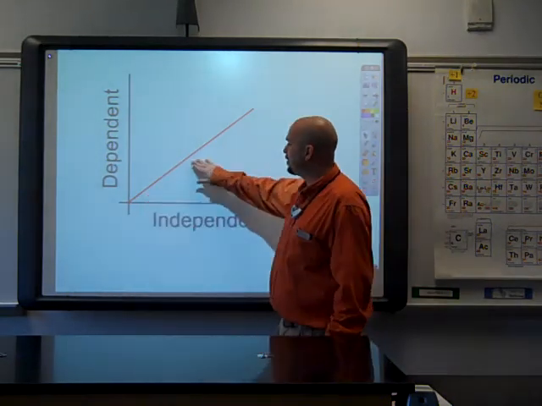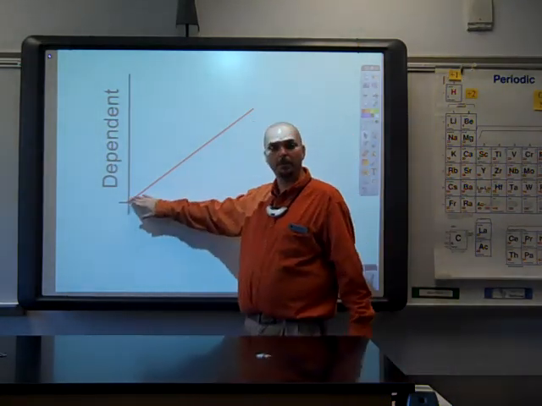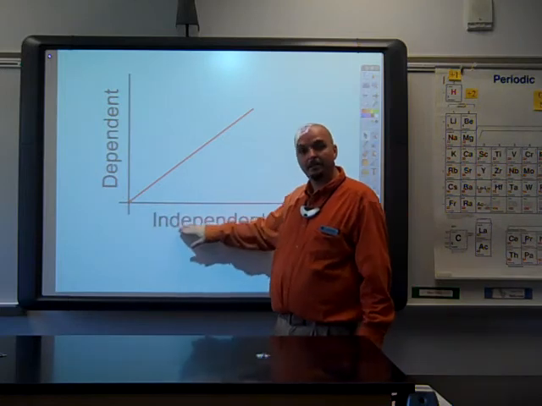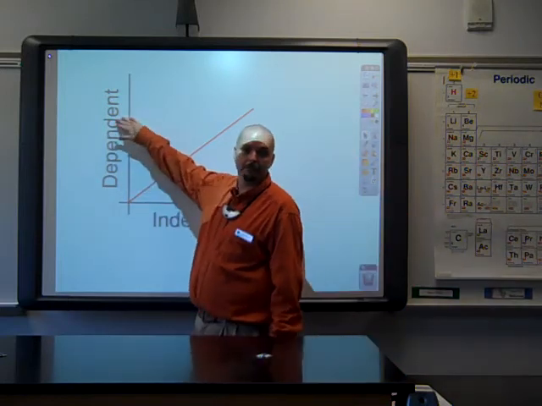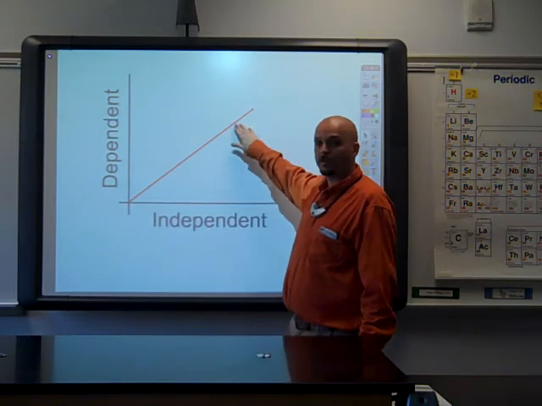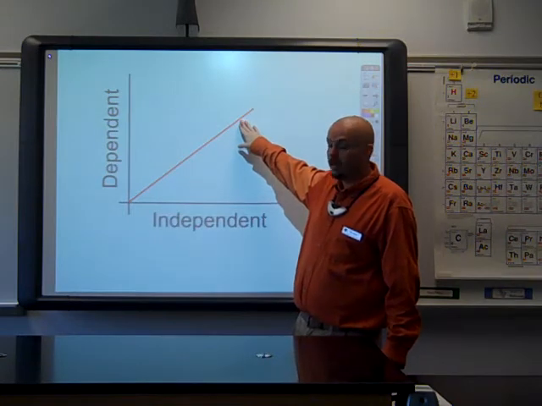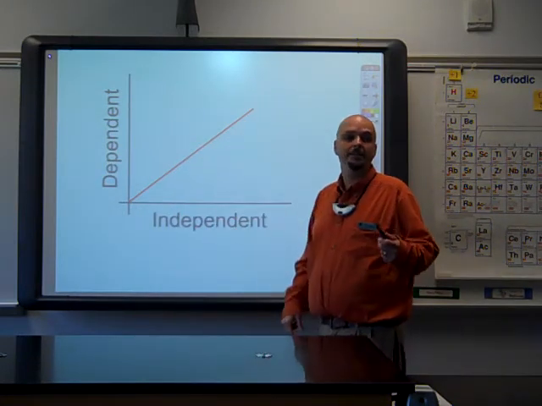We do need to understand the trends in these lines. For example, this one is showing us an increase. As our independent variable increases, our dependent variable increases. The straight line is what we call a linear increase. If the line were sloping down, we call it a linear decrease.